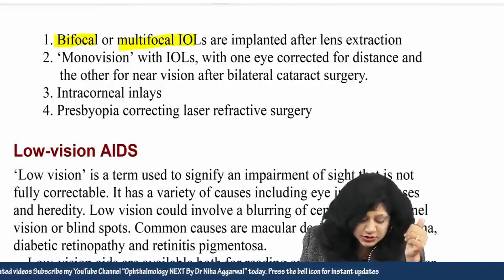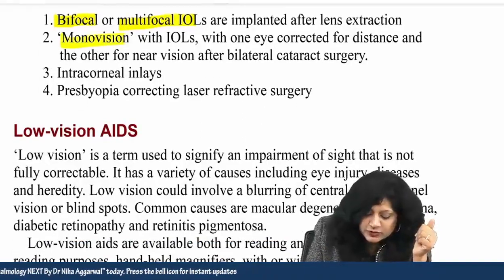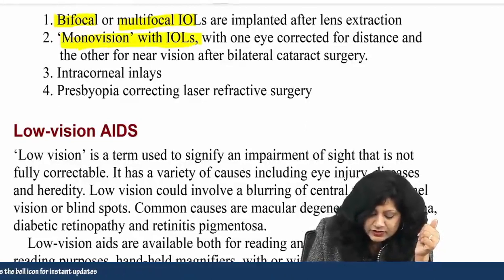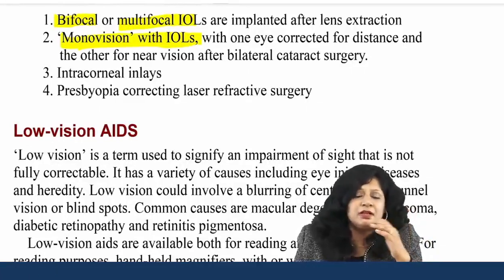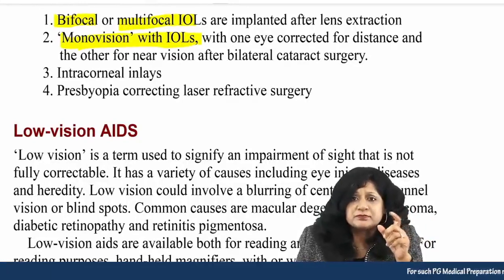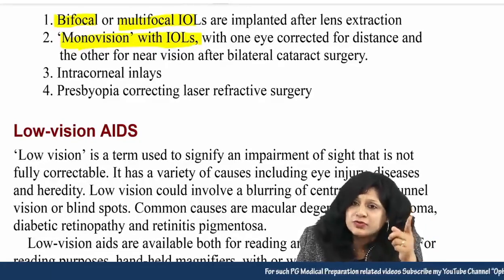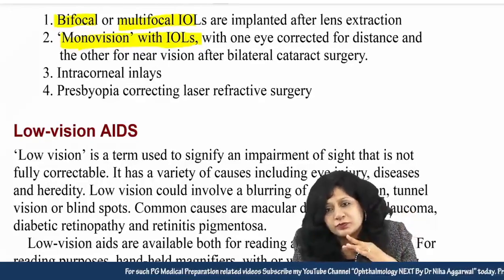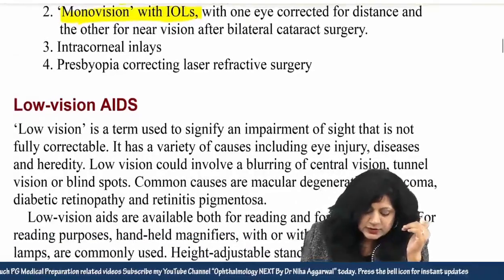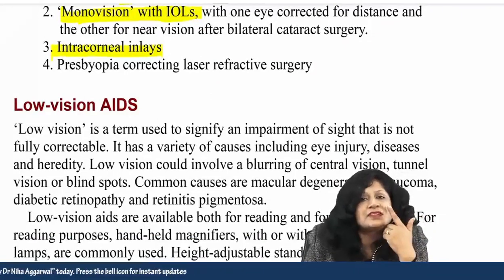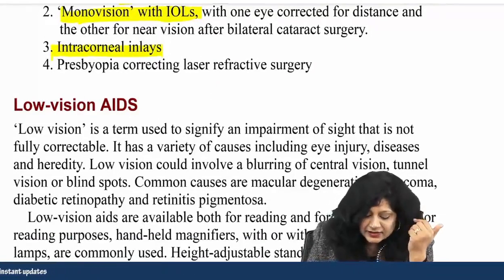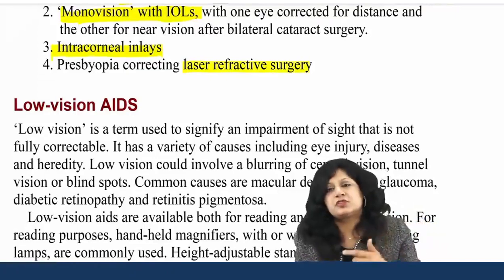Then you also have monovision with IOLs, with one eye corrected for distance. Now this is also a unique way. We are using the monovision. So one eye is having monovision for the distance and one eye is having monovision for the near. That kind could be done. Then we have got the intracorneal inlays which are being inserted in the corneas, and then you also have the laser refractive surgeries like we were doing for the other refractive errors.